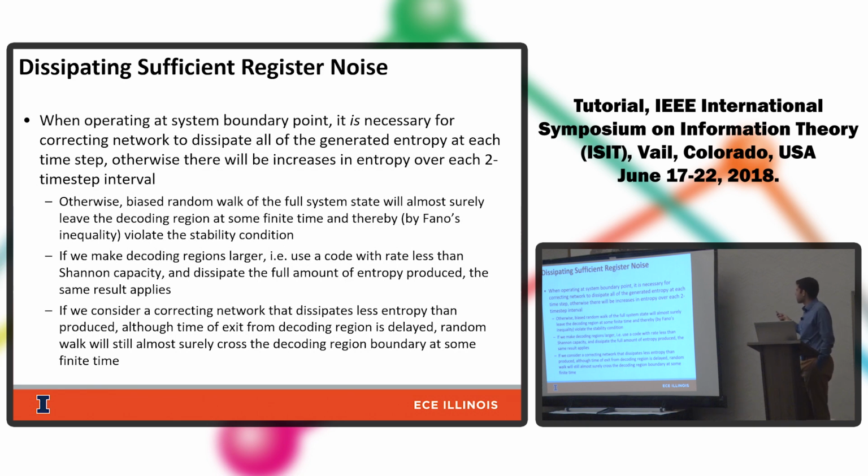And the basic argument is that a biased random walk would otherwise almost surely leave the decoding region at some finite time and thereby violate the stability condition. We could also make the regions larger using a code with a rate less than capacity, but then the same result still applies. Or we could also consider a correcting network that dissipates less entropy than produced. And although the time of the exit from the decoding region is delayed, the random walk will still almost surely leave the decoding region. So none of these kind of tricks will help. So we do need to specifically characterize how much entropy is generated by the noise and how much entropy we can dissipate with this noisy logic network.